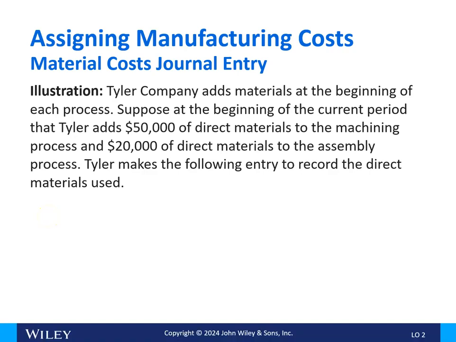Let's go through an example. Tyler Company adds materials at the beginning of each process. Suppose at the beginning of the current period that Tyler adds $50,000 of direct materials to the machining process and $20,000 of direct materials to the assembly process. Tyler makes the following entry to record the direct materials used.